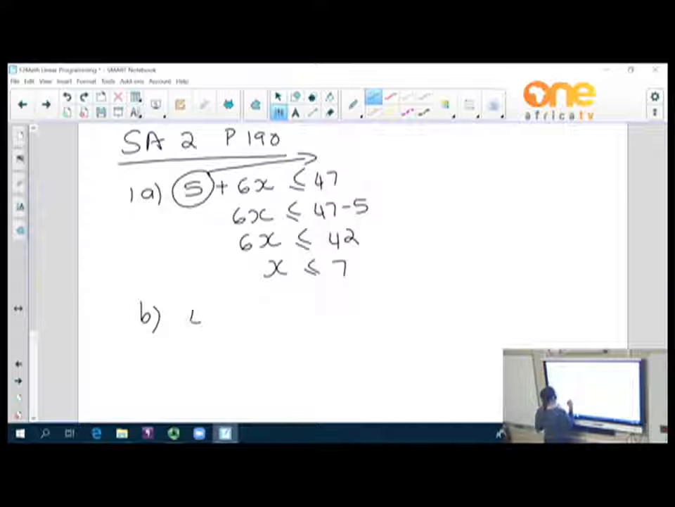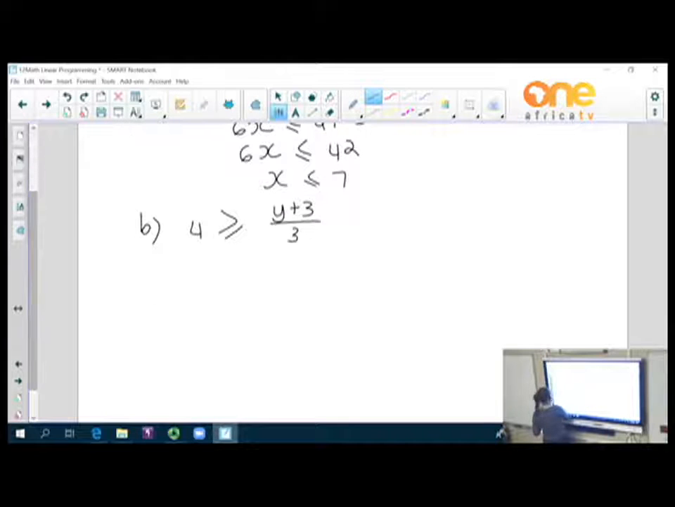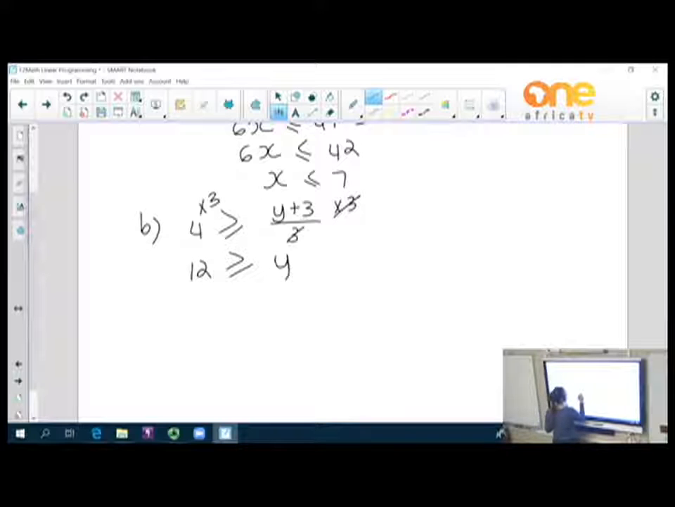Number B, we have 4 is larger than or equal to (y plus 3) over 3. First of all, you need to get rid of the fraction, so you will multiply by 3 on both sides. What you do on the one side, you must do on the other. So 12 is more than or equal to y plus 3.